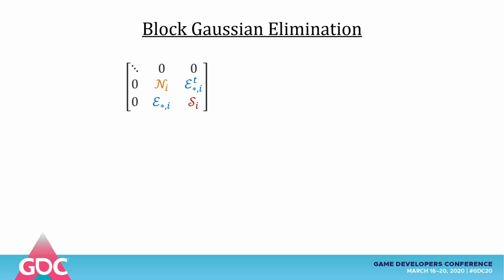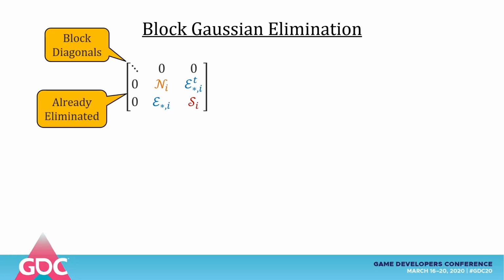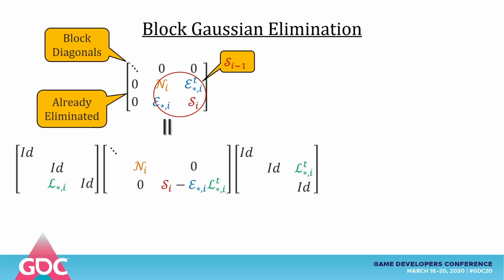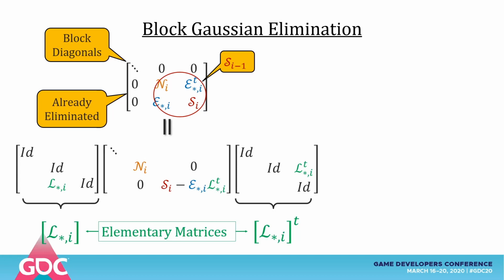We now apply recursively the Schur complement. Here we have a matrix that has already been partially eliminated. So we already have some blocks on the top left of the diagonal, and underneath and to the right, the elements have already been eliminated. And this is the sub-matrix we will be working on. It is the S i-1 matrix from the previous iteration. Applying the Schur complement, we get this decomposition, where the matrices on the left and right are called elementary matrices.